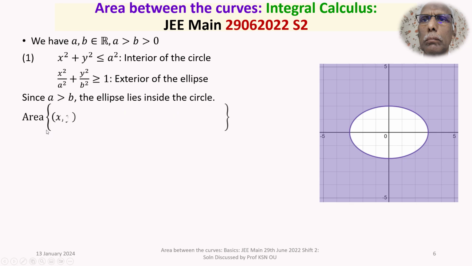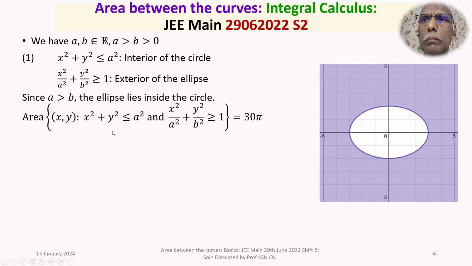So the area consisting of all ordered pairs where x square plus y square less than or equal to a square, that is the interior, and x square by a square plus y square by b square greater than or equal to 1, that is the exterior, is given to be 30 pi.